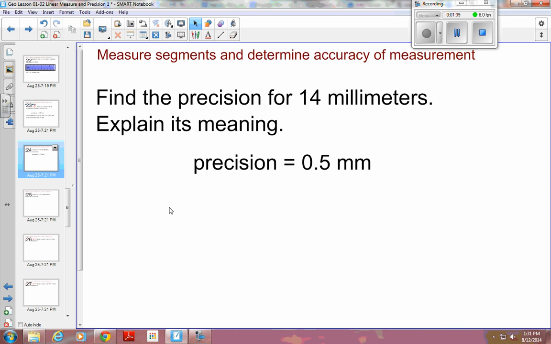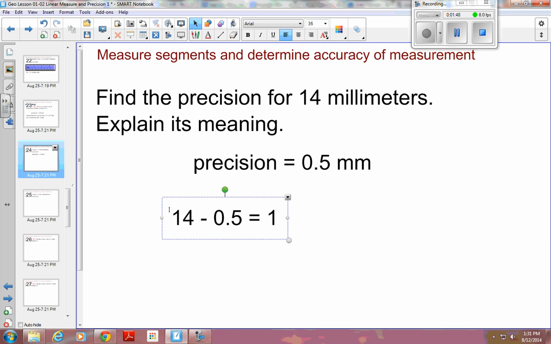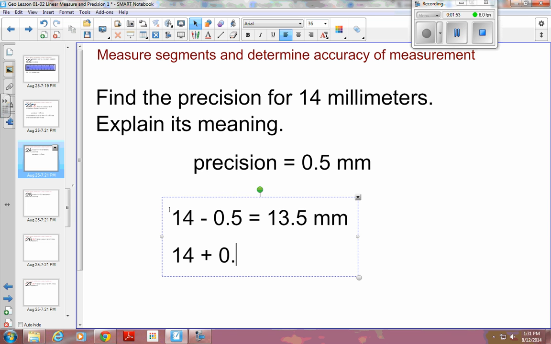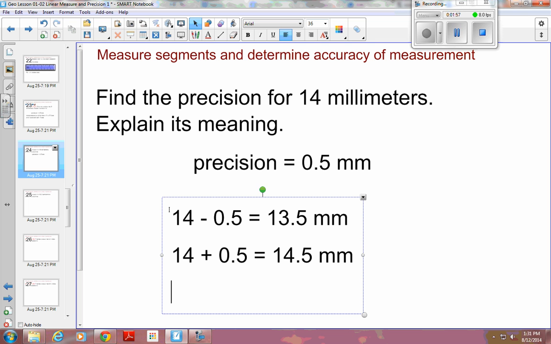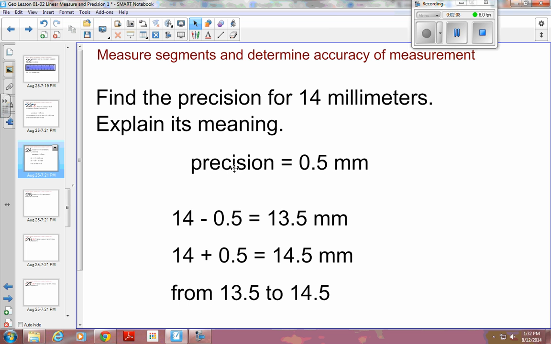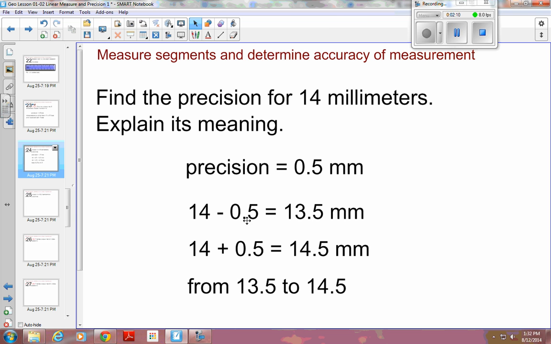Okay, so what does that mean? That means I could be anywhere from 0.5 less than that, and 14 minus 0.5 is going to be equal to 13.5 millimeters, and 14 plus 0.5 is equal to 14.5 millimeters. So I could be anywhere from 13.5 to 14.5 and still be considered 14 millimeters. Okay, so here's my precision, and this is the meaning of it.